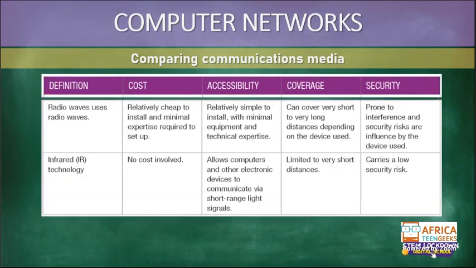Right, then radio waves. These ones use radio waves, and are relatively cheap to install, with minimum expertise required to set up. We are talking of, for instance, Wi-Fi, it uses the same, and it is relatively simple to install with minimum equipment and technical expertise, and can cover very short to very long distances depending on the device used. So if it's Bluetooth, it has a certain range, maybe 20 meters. And then when it's Wi-Fi, also it has a certain range, right? Then prone to interference and security risks are influenced by the device used.